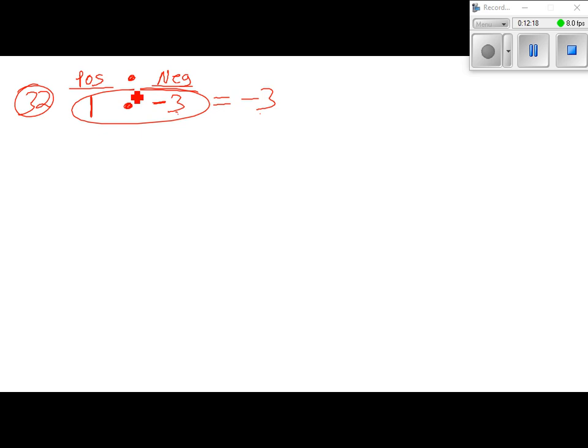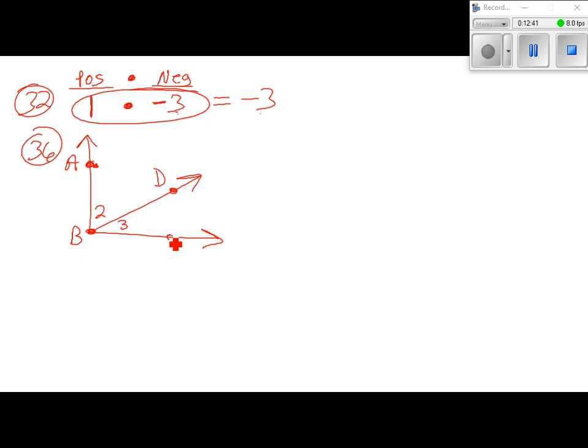Problem 36. They give us a picture and it looks like this. That's angle 2, that's angle 3, D, A, B, and C. And they want us to say which statements, if any, about the diagram are true? So the first statement says angle 2 and angle 3 are complementary.